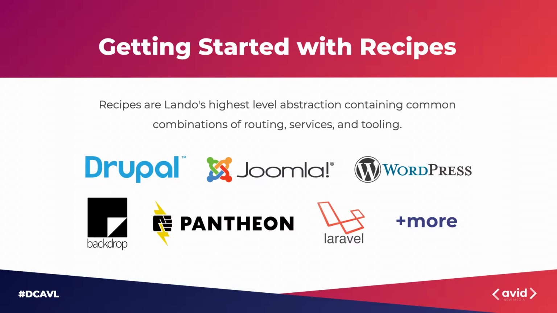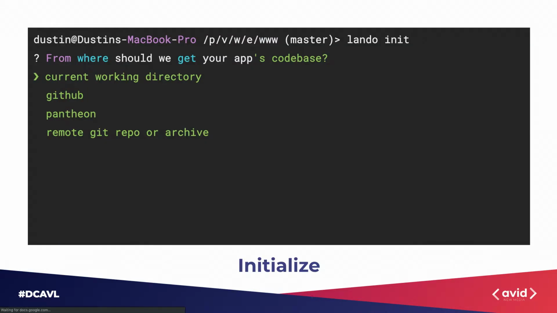Recipes is really where I think Lando shines. It just makes things really easy. They're basically the highest level of abstraction, with common combinations of all the tooling and services that you need in a really simple format. There are recipes for Drupal 6, 7, and 8, for Joomla, WordPress, Backdrop, Pantheon, Laravel. There's a MEAN stack, LAMP stack, and you can create custom ones as well.